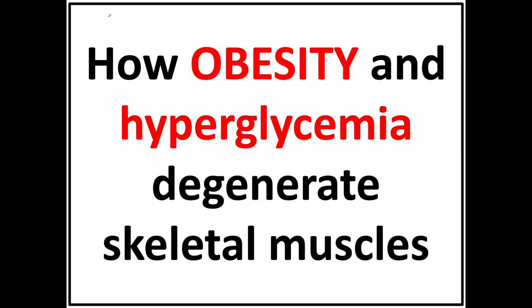In this video, I'm going to show you how obesity and hyperglycemia degenerate your skeletal muscles, which is really problematic as we get older because we tend to lose muscle mass as we age anyway. And even if you do work out your whole life, it's really difficult to maintain your muscle mass at 70 and 80 as you did when you were 60, 50, or younger. So it's really important to avoid obesity and hyperglycemia.